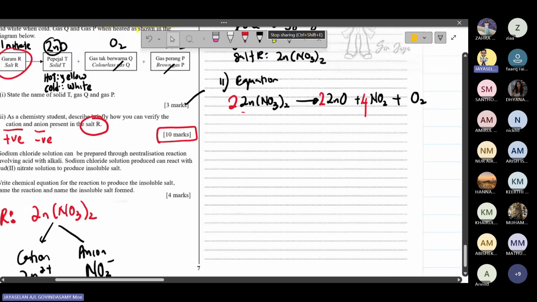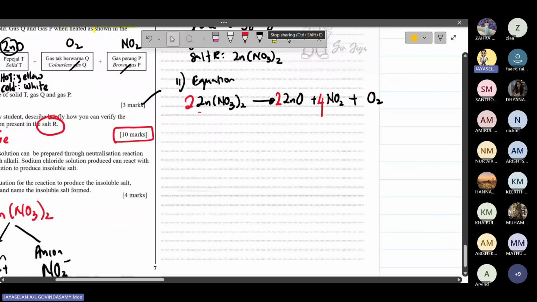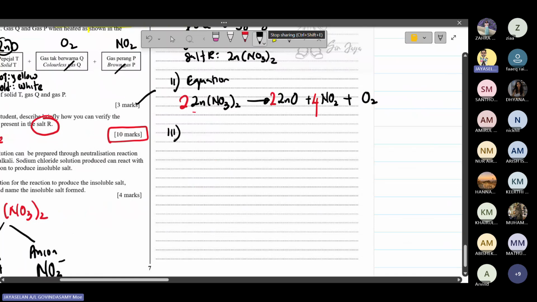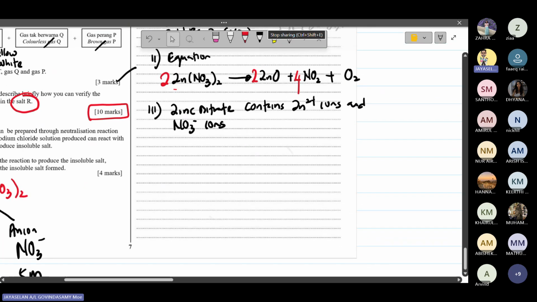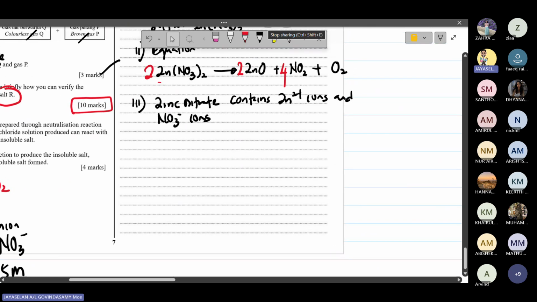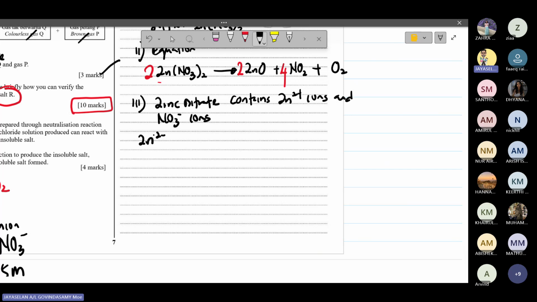Let's say this is question number 3. How to do this question? I do it like this. You look at what I do. So I put here zinc nitrate: first point, contains Zn2 positive ions and nitrate ion. This has no marks, but I will guide my examiner. So I put the first step like this, Zn2 positive. Just write like this, no marks, no problem.